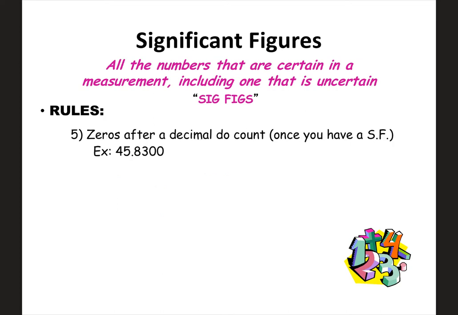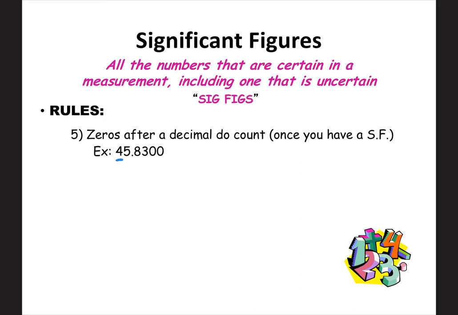And the last rule here is talking about zeros after the decimal point counting as long as you have a sig fig moving left to right. Again, we're analyzing the number moving left to right. So any 0 after a decimal point will automatically count if moving left to right, you have a sig fig. So if you look at this example, 45.8300, right? As soon as you see the 4, that counts because it's not a 0.